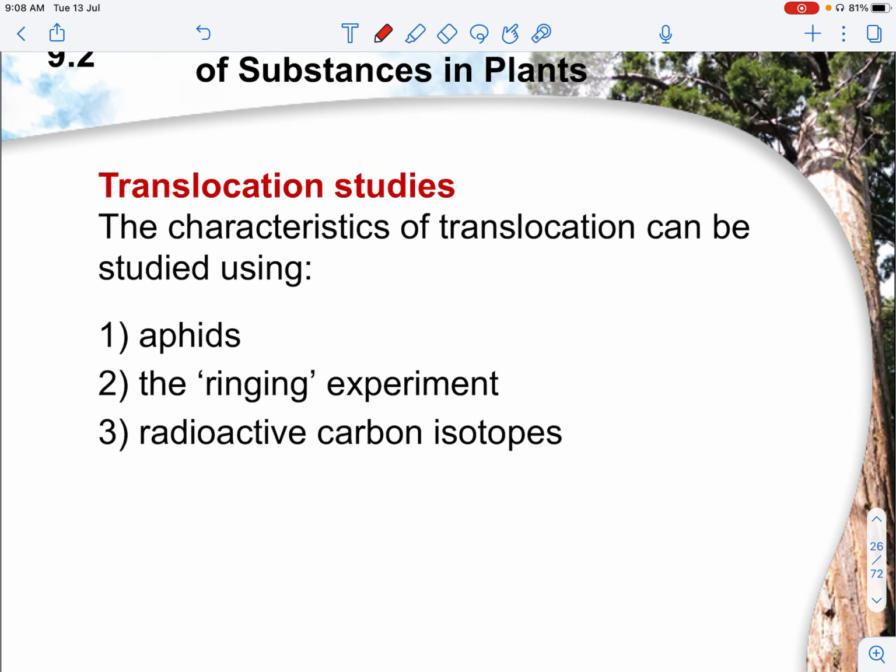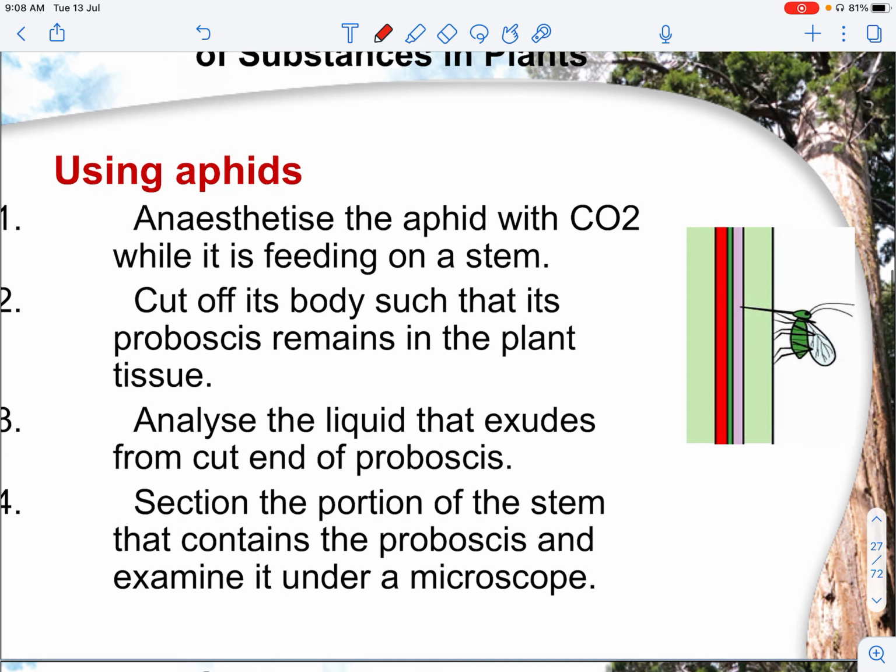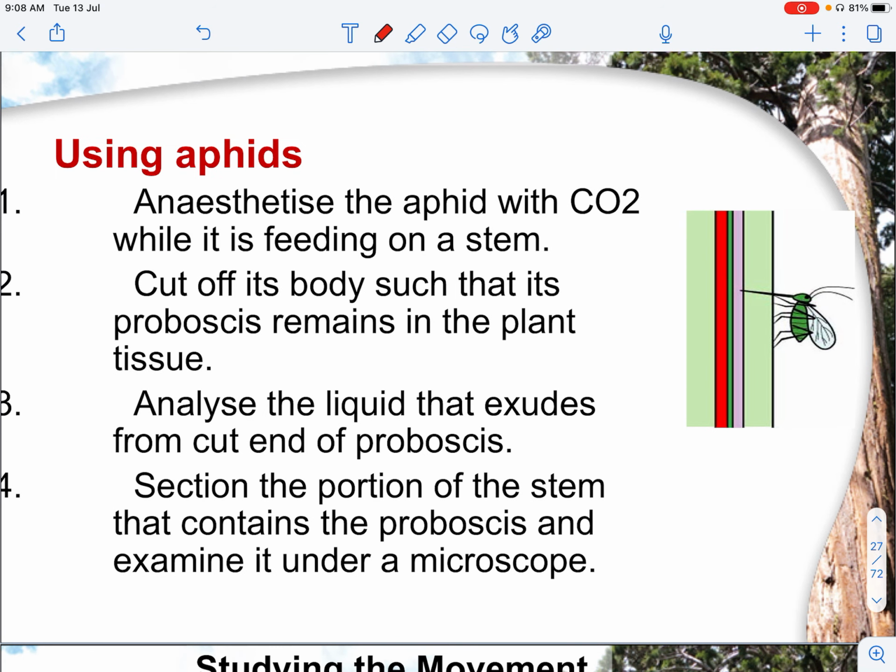So for the aphids, the aphid has a very long feeding mouthpart, a proboscis, which will penetrate through the stem, but it's not long enough to absorb the water. So what happens is the aphid will first be anaesthetized with carbon dioxide while it is feeding on the stem, after which you cut off its body, such that the proboscis remains in the plant tissue.